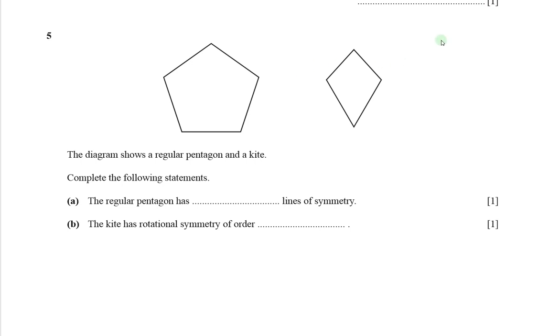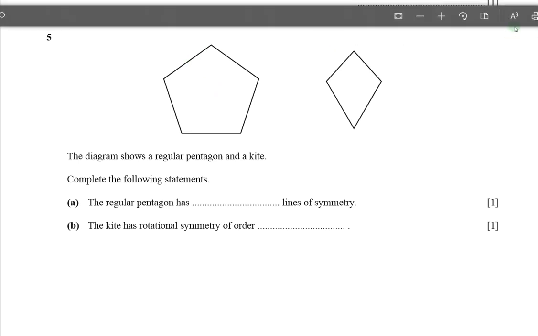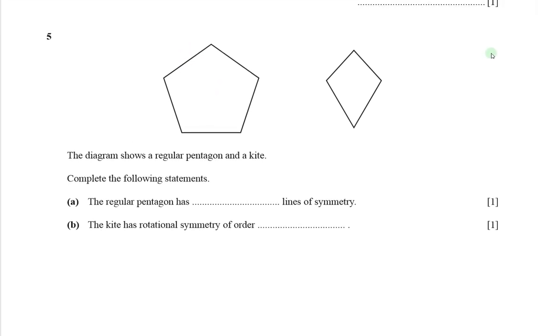Now let's continue with this. The diagram shows a regular pentagon, which it is. Regular means equal in length. In other words, the angles, the interior angles, are also equal. Now a kite. Complete the following statement. The regular pentagon has how many lines of symmetry? Very simple answer. How many vertices is that? 1 to 5 vertices, so it's 5.